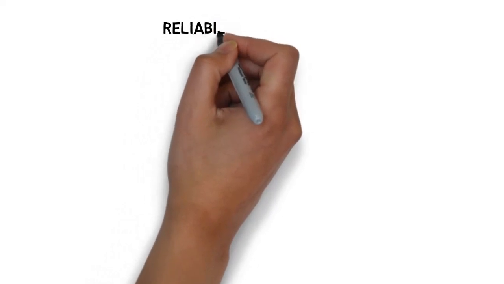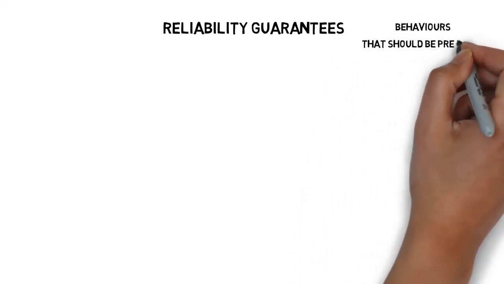Reliability is often discussed in terms of guarantees. These are certain behaviors of a system that should be preserved under different circumstances. Understanding those guarantees is critical for anyone trying to build reliable applications on top of Kafka. These are the most common Kafka reliability guarantees.